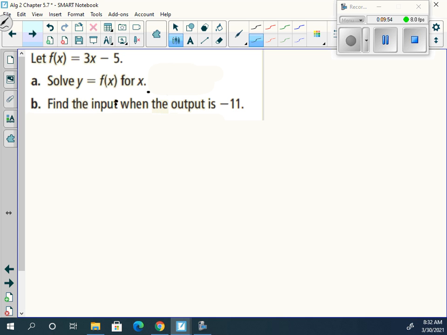On a test, I'm just going to be asking for the inverse. I'm not going to be asking to solve this thing for x. I don't want you to do that. I just want you to find the inverse. If I ask for inverse, we're just finding inverse.